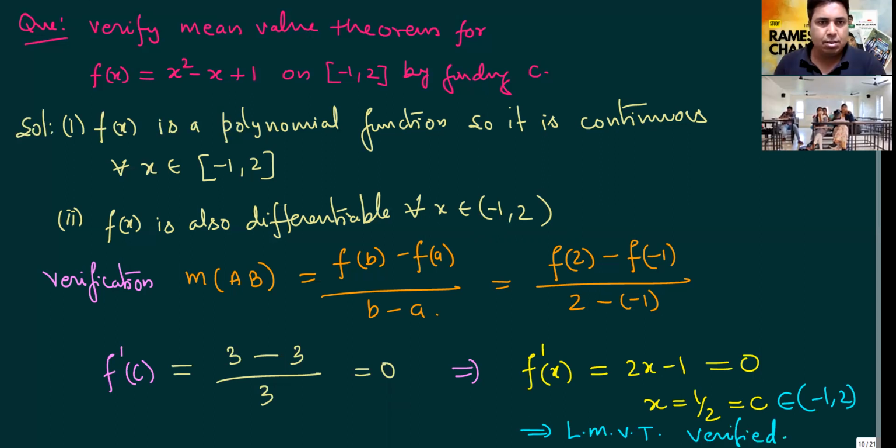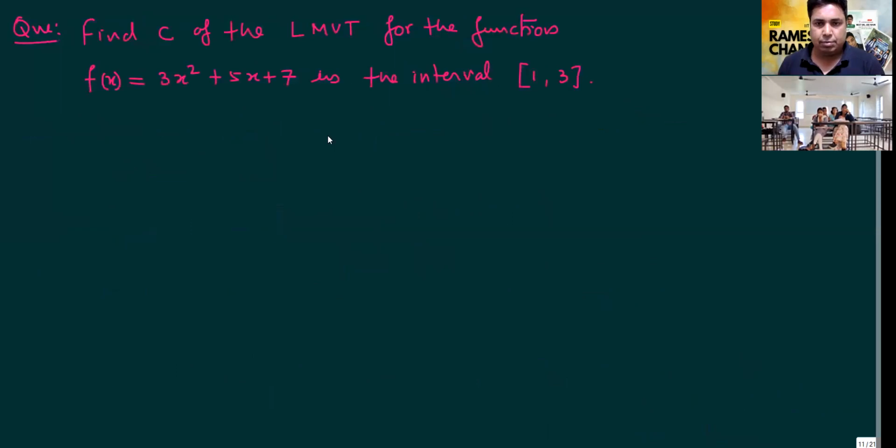Any doubt, kids? No, sir. So this is how we solve LMVT problems. Let's move on to another question. Solve it. Find C of the LMVT for the function f(x) equal to 3x square plus 5x plus 7 in the closed interval 1, 3. Solve it. Write it down.